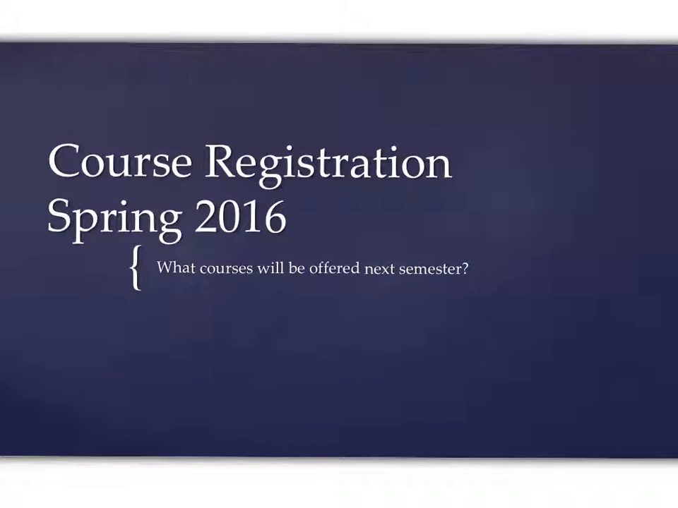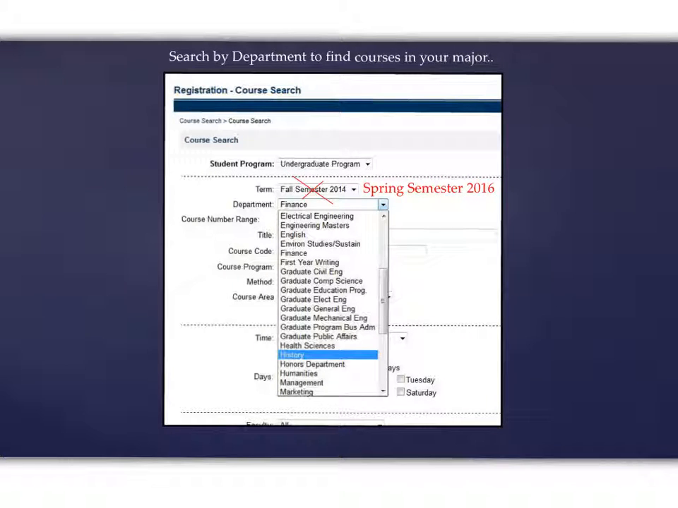This is a quick lesson on how to search for courses offered for spring 2016. For this process, everything you need is on the Registrar's MyMap page. For this segment, we will use the course search function. From here, you can search for courses by department. Make sure you have the term set to spring 2016.